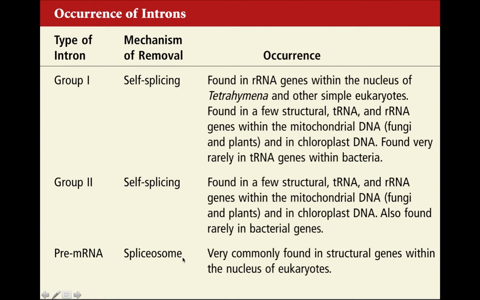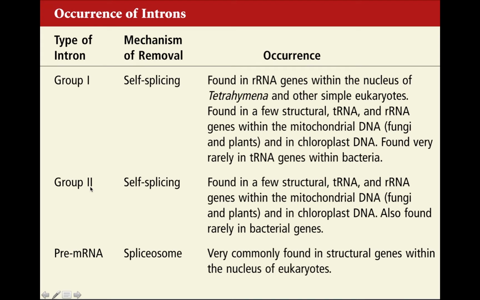This is a slide just showing the different occurrences of group 1, group 2, and pre-mRNA introns. Pre-mRNAs are the ones that we're most interested in. They're removed by the spliceosome, and they're commonly found in structural genes within the nucleus of eukaryotes. Almost every single eukaryotic gene has at least one intron. There are some rare exceptions to this. For example, the histone proteins of the nucleosome, their messenger RNAs do not have introns, but for the most part, every single eukaryotic messenger RNA has at least one intron.